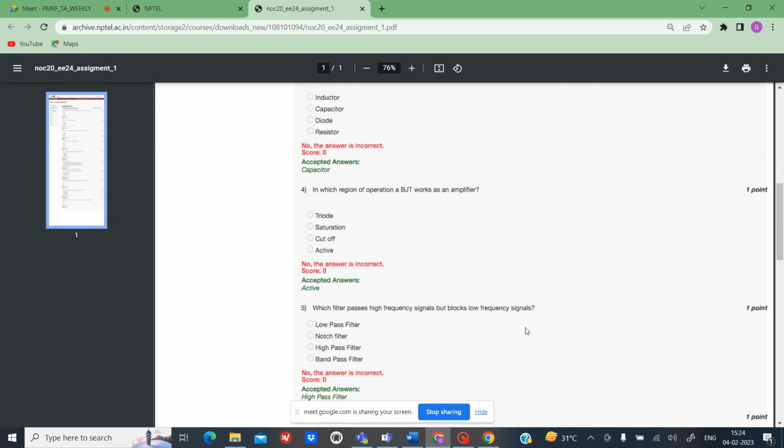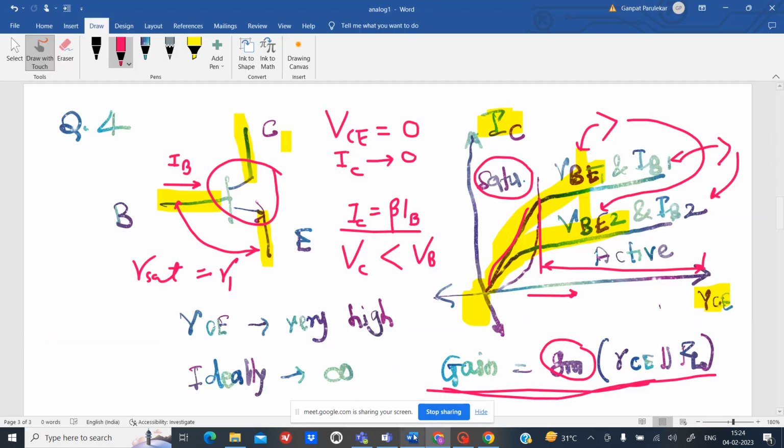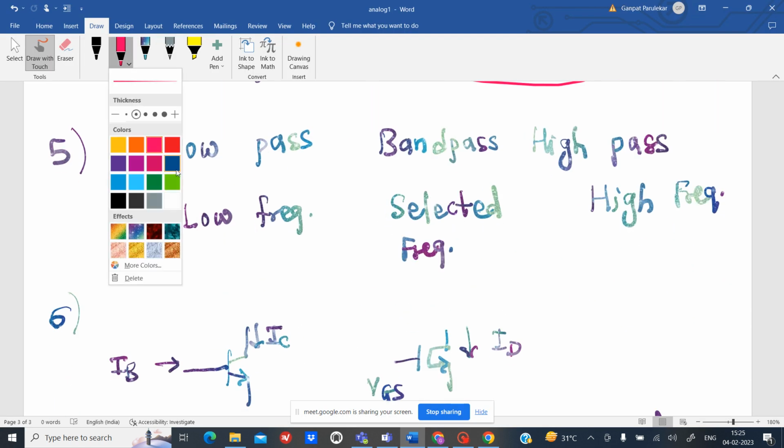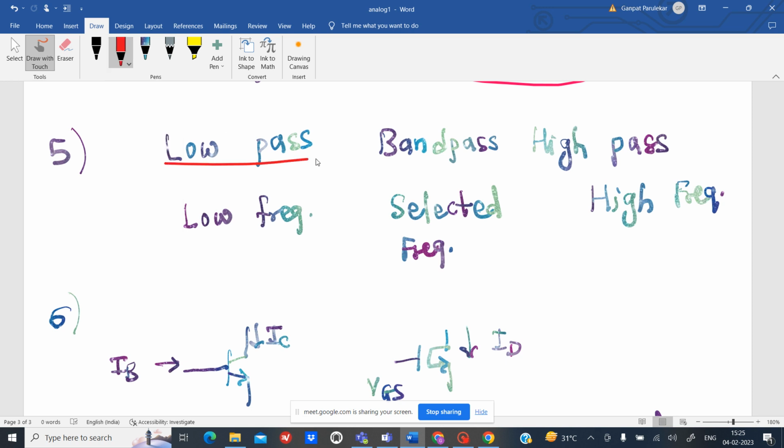Okay. Now we will go to question number 5. Which filter passes high frequency signal but blocks low frequency signal? There are three types of filter. The first is low pass filter, second is band pass filter, and third is high pass filter.